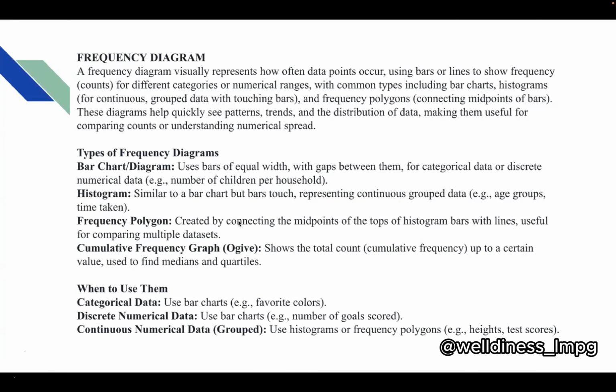Now, when do we use a frequency diagram? We use it for categorical data. We use bar charts, e.g., for favorite colors. We use it for discrete numerical data. We use bar charts, e.g., number of goals scored. We also use it for continuous numerical data, which is grouped, and we use histograms for that, or frequency polygons, e.g., heights and test scores.